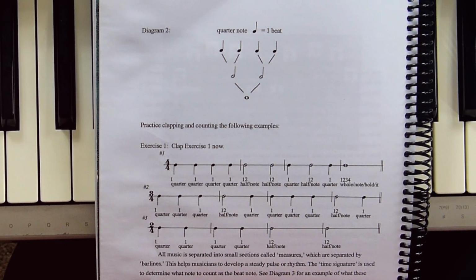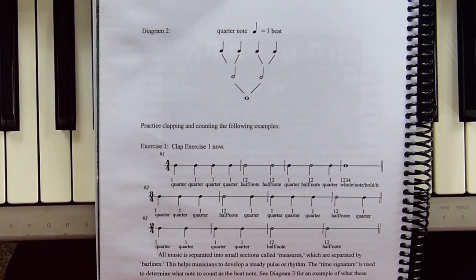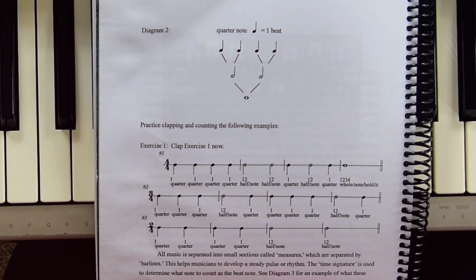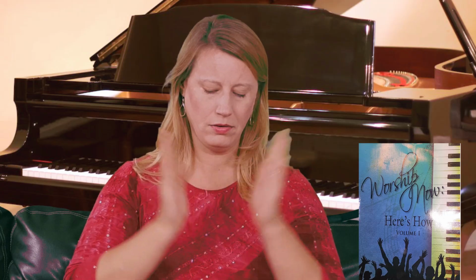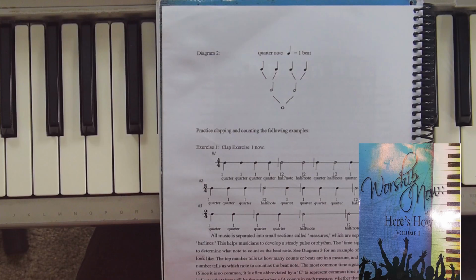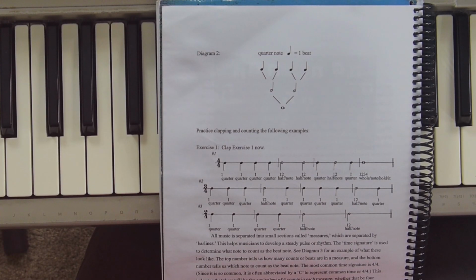1, 2, 3. 1, 1, 1. 1, 2, 1. 1, 1, 1. 1, 2, 1. Off. Number 2 again, saying quarter and half note. 1, 2, 3. Quarter, quarter, quarter. Half note, quarter, quarter, quarter, quarter. Half note, quarter. Off.